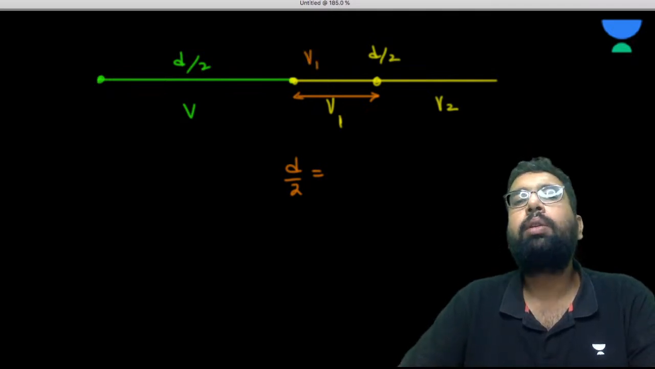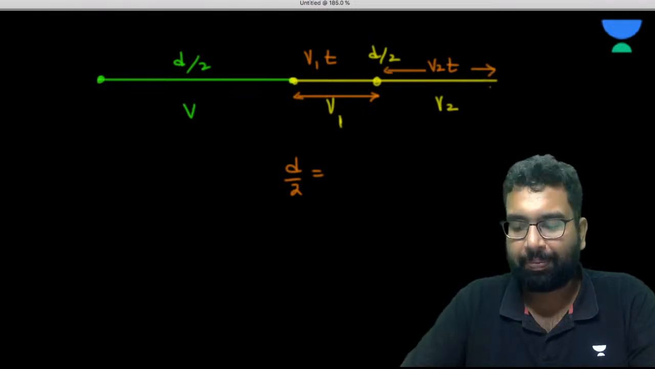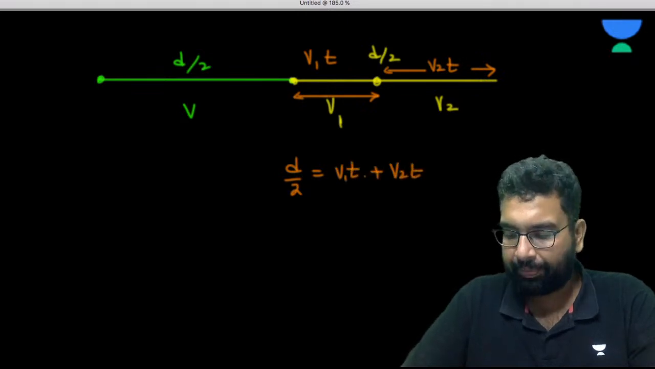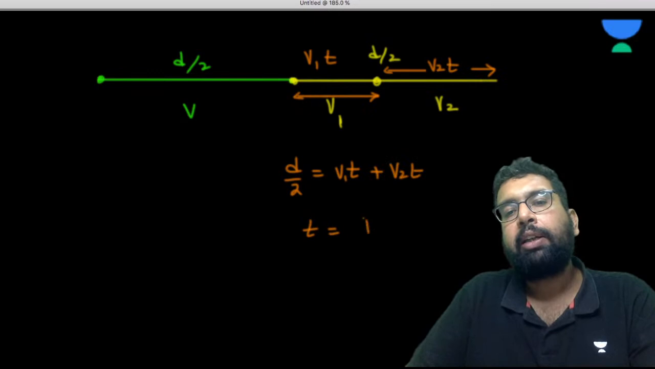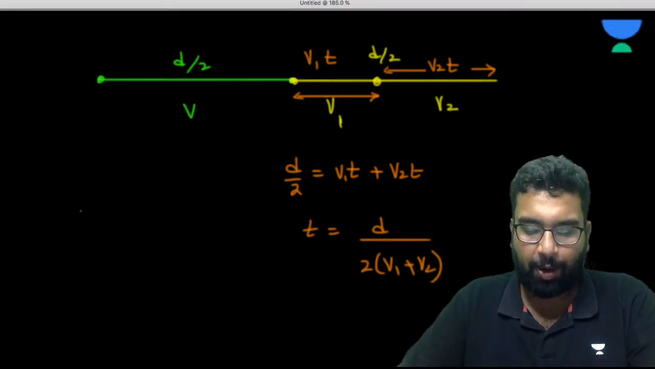He's moving with a speed of v1 in time t, and then he's moving with the speed of v2 in time t. So we have v1t and we have v2t. So he must be covering this much distance here. Do you agree? Yes or no? Now from here, t is going to be d upon 2 times (v1 plus v2). D upon 2(v1 plus v2). I hope it is fine to everyone.